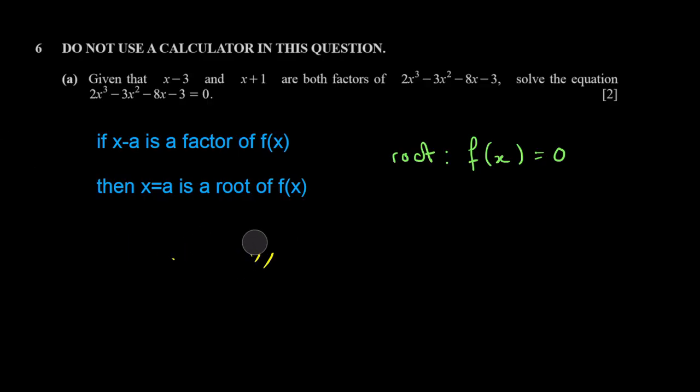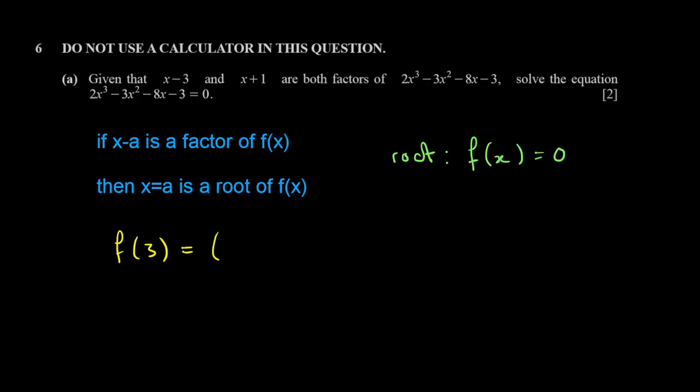So let's try to apply it to this question. x minus 3 is a factor. What does that mean? It means that 3 is a root. And if 3 is a root, then we should be able to substitute it into our function and get 0. So let's try that. We're going to do f of 3, and we'll just show that it works.